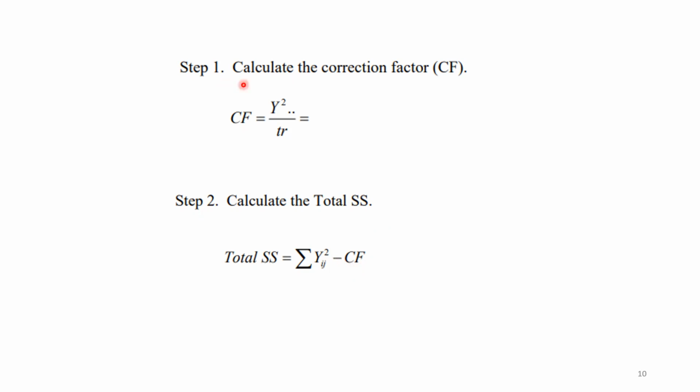The first step, step 1, is to calculate the correction factor. This is the equation we have used very early also. Anyway, you can take it again into your notes. Step 2, calculate the total sum of square. That procedure was pretty similar to the previous one. Anyway, you can take that also into your notes.